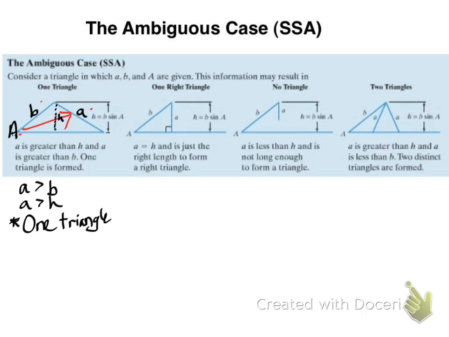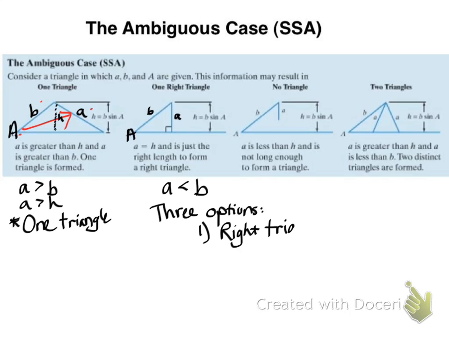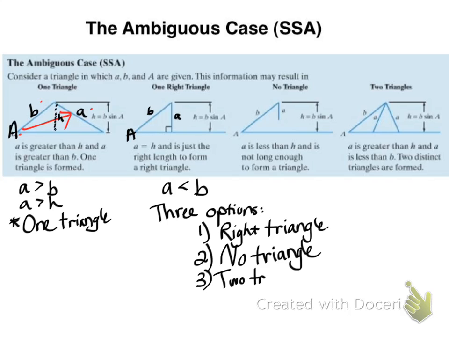Now there are the other cases where it's more ambiguous and there are more opportunities for issues. This is the case where A is less than B. So the side that we're given across from angle A is smaller than the other side B that we're given. This case can form a right triangle like you see here, but it can do two other options. There are three options in this case. It could be a right triangle, and we'll find that out when we solve for the missing angle. It could make no triangle, which again we'll find out when solving for the missing angle. Or it could make two possible triangles.